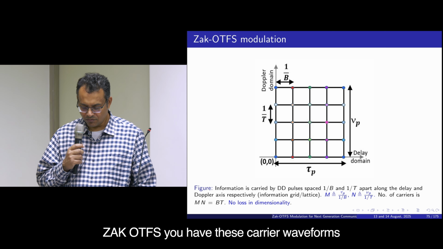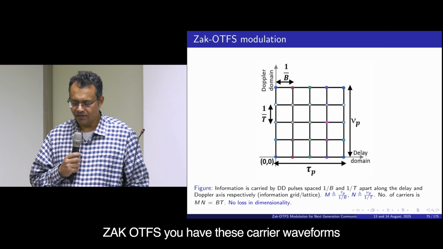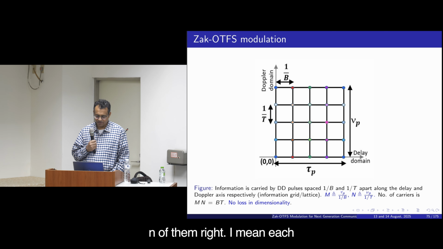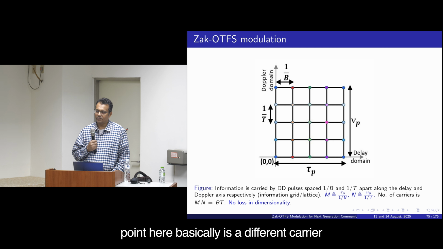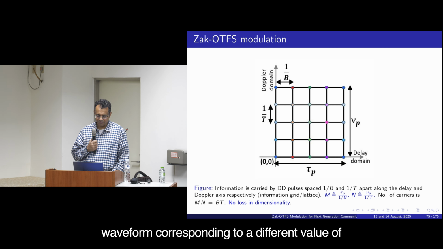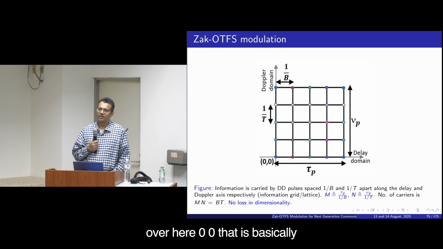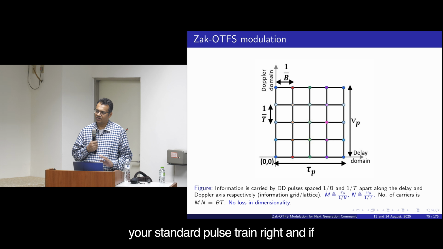So in ZAC OTFS you have these carrier waveforms, right? So there are M into N of them, right? I mean, each point here basically is a different carrier waveform corresponding to a different value of delay and Doppler shift, right? This one over here, 0 0, that's basically your standard pulse train, right?